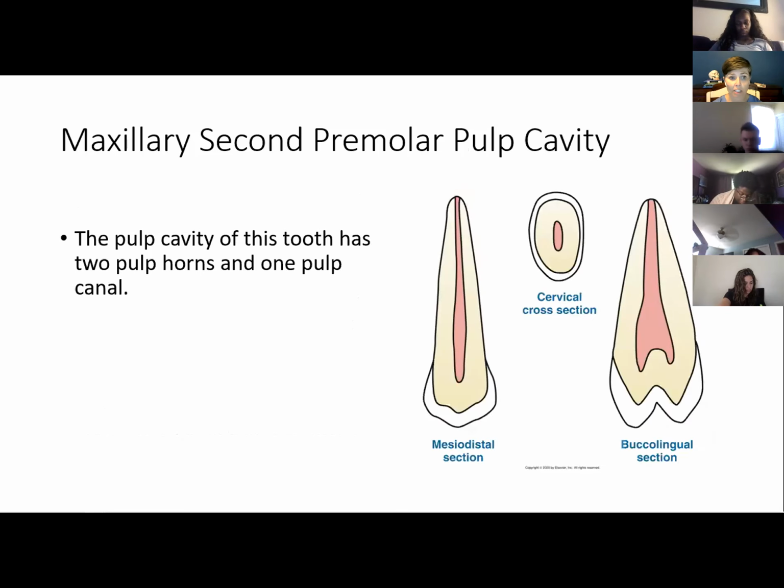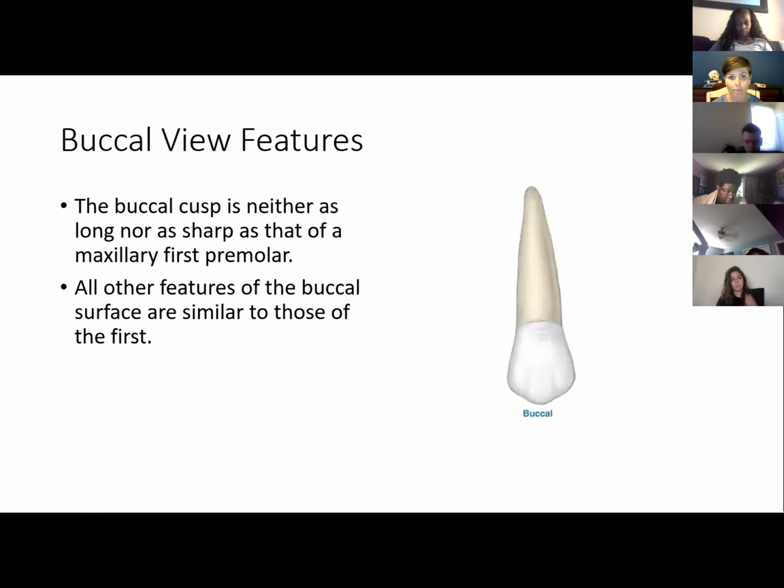The pulp cavity of this tooth has 2 pulp horns and 1 pulp canal. The other one had 2 pulp horns and 2 root canals, or pulp canals. All right, so looking at the buccal view. The buccal view is neither as long nor as sharp as the maxillary first premolar. All other features of the buccal surface are similar to those of the first.